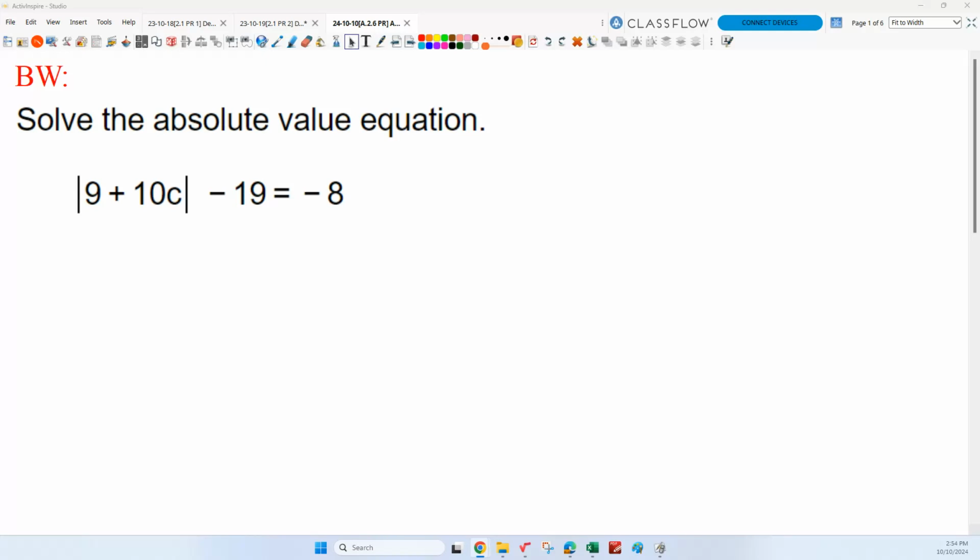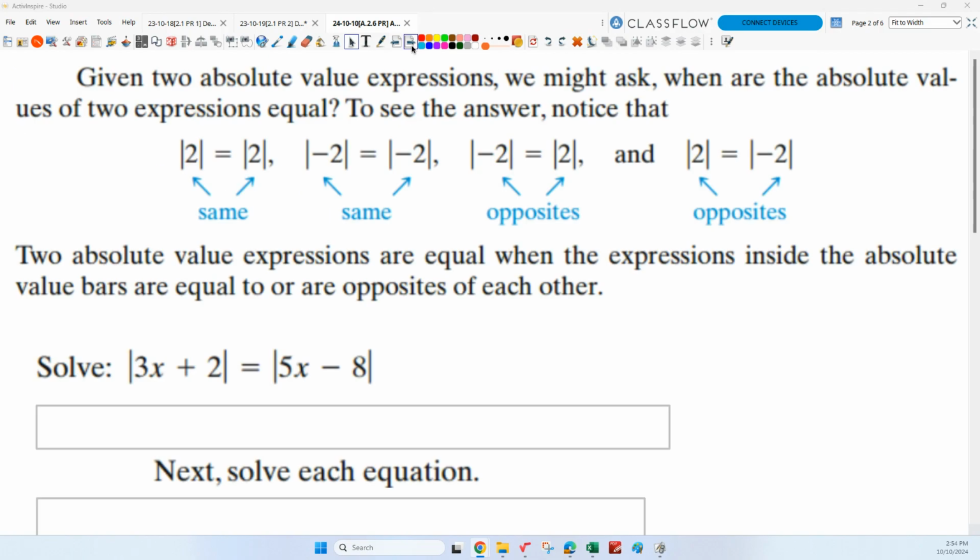For today, we're going to extend on what we did yesterday, right? So yesterday, we talked about how to do absolute value equations where we were able to get an isolated absolute value expression on one side, and on the other side, we ended up with a number, right? And we knew how to deal with that. No big deal. Everyone was fine. Today, we're going to look at something a little different, an extension of that.